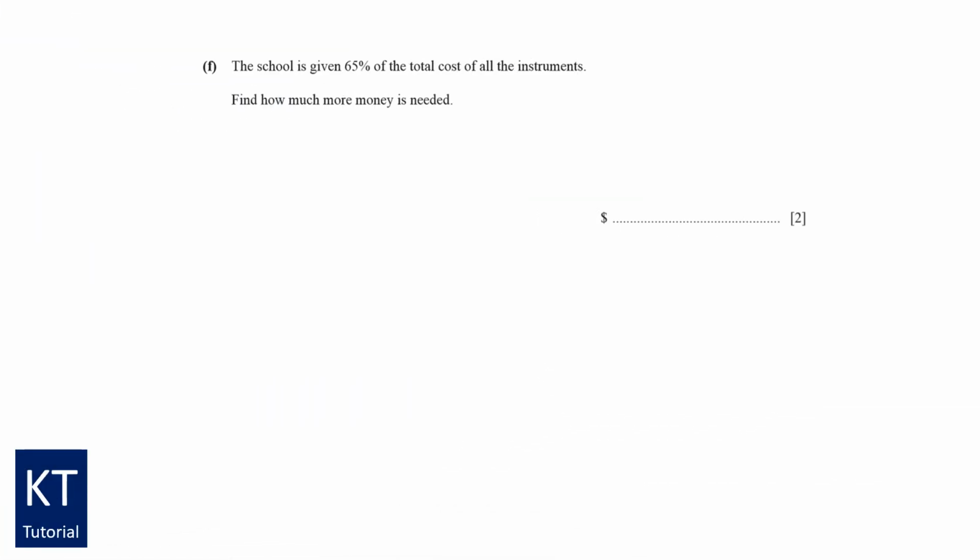Question 3F. The school is given 65% of the total cost of all the instruments. Find how much more money is needed. It would be 35% of the total cost of all instruments.